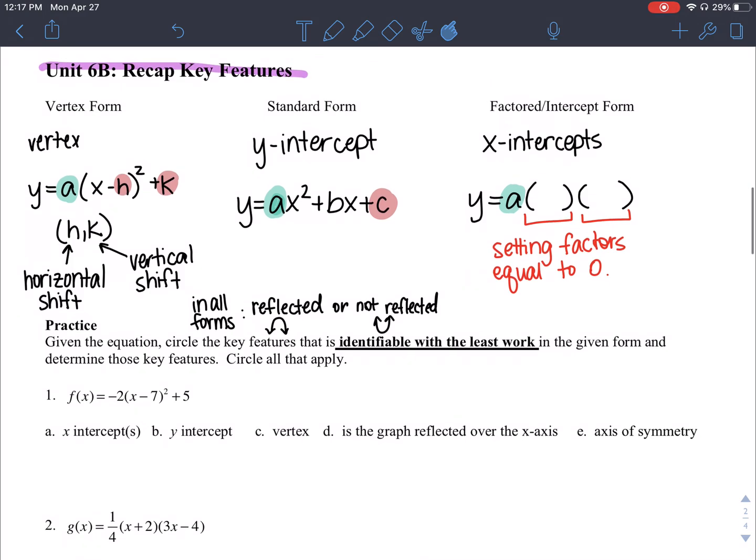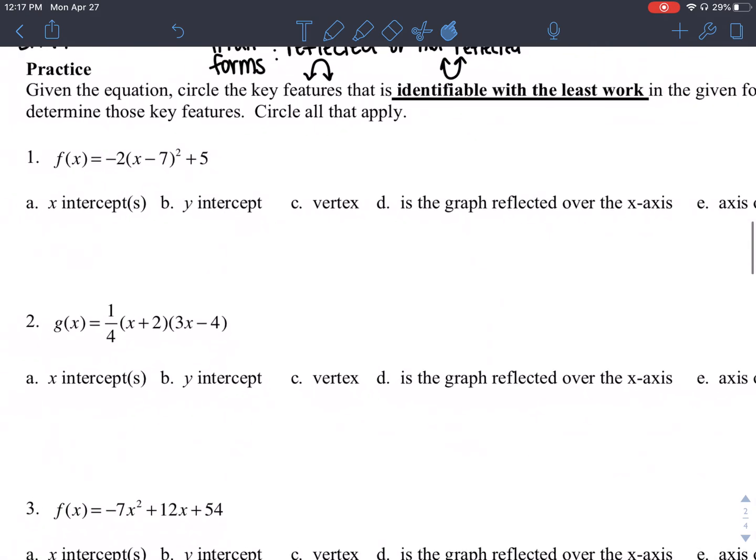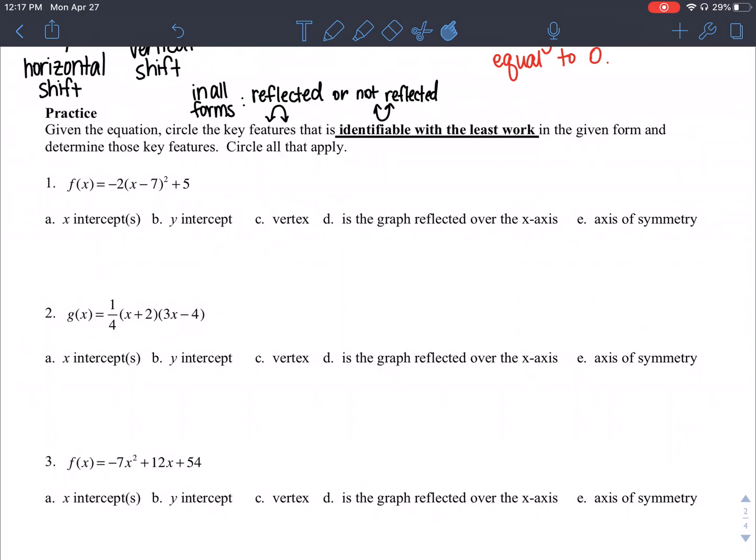Okay, so let's apply this to some problems. So given the equation, circle the key feature or key features that are easily identified with the least amount of work in the given form, and then determine those key features. Circle all that apply. So this first one, I see a quantity being squared, which means that is vertex form. So I should be able to tell the vertex. And we talked about we can tell reflection in each one.